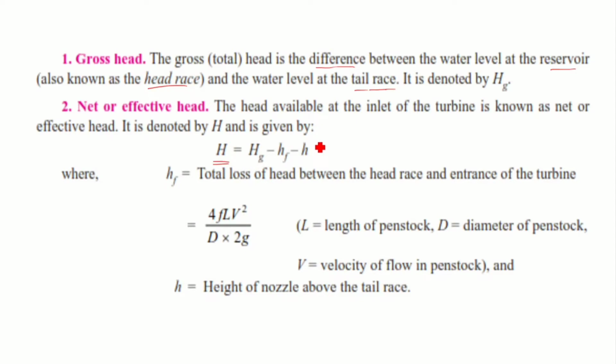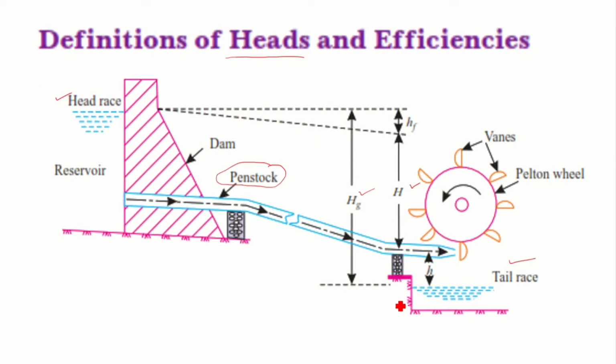One small h is also given here. If it is given in the problem, then you can take that value also. If it is not given, you can take the value of HF only. HF equals 4fLV squared by 2gD. This is the equation for head loss due to friction when water is passing through a pipe. Small h is the height of the nozzle above the tail race, so we deduct that value also.